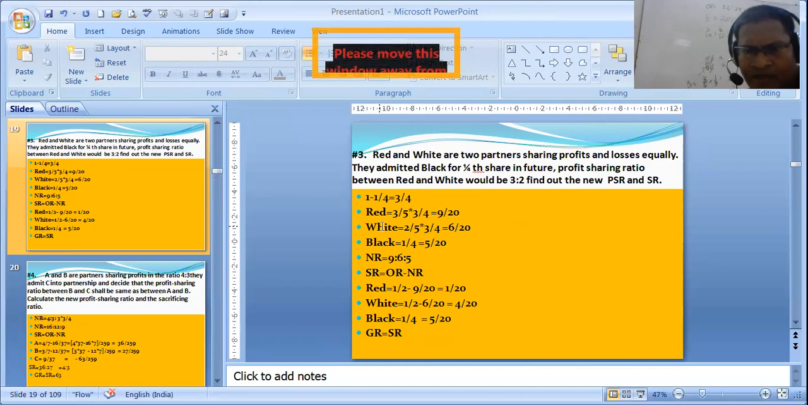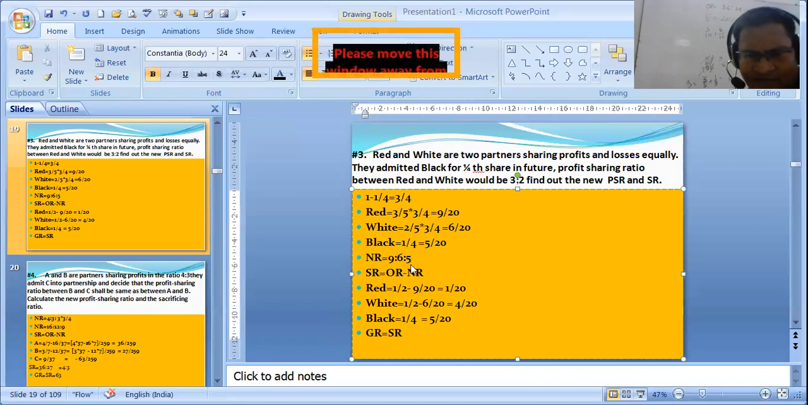Red and white are going to share the remaining in 3 is to 2. They want to share their future profits among themselves 3 is to 2. So red gets 3 by 5 into 3 by 4, and white gets 2 by 5 into 3 by 4. That means red is going to get 9 by 20 and white is going to get 6 by 20. And black, who is coming for 1/4, I will make it 5 by 20. So 9 is to 6 is to 5 is their new ratio.